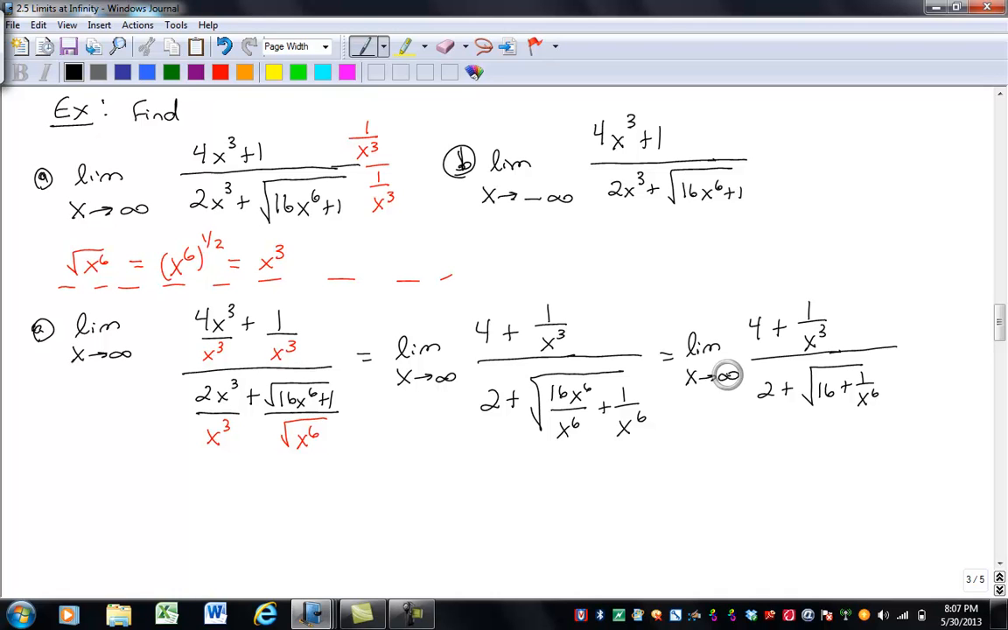Now, since x is approaching infinity, the 1 over x to the third will go to 0, and 1 over x to the 6th will go to 0. But that's why we rewrote x to the third as the square root of x to the 6th, so we could stick it together under one square root and just divide each term. And so this limit becomes the limit as x goes to infinity of 4 over 2 plus the square root of 16, which is 4 over 2 plus 4, which is 4/6, or 2/3.